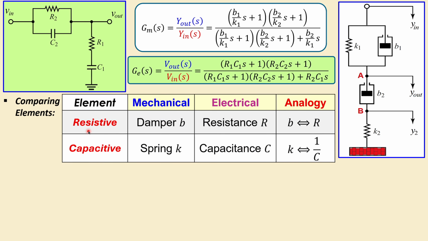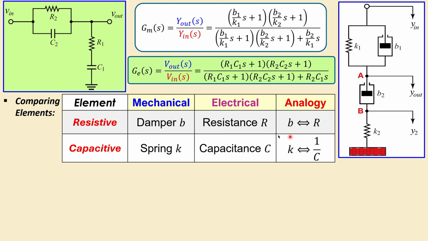If I look at the elements, I see the resistive and the capacitive elements, because the B's and the R's are resistive. The resistance resists the current flow, and the damper B also resists the motion. So we can say the damper B in the mechanical domain is similar to the resistance R, and it is resistive. And the capacitive: if you compress a spring with a constant K, it is sort of like charging up a capacitor in the electrical domain, which is the capacitance C.